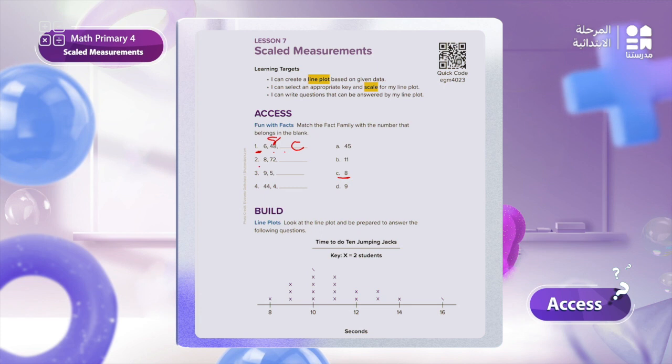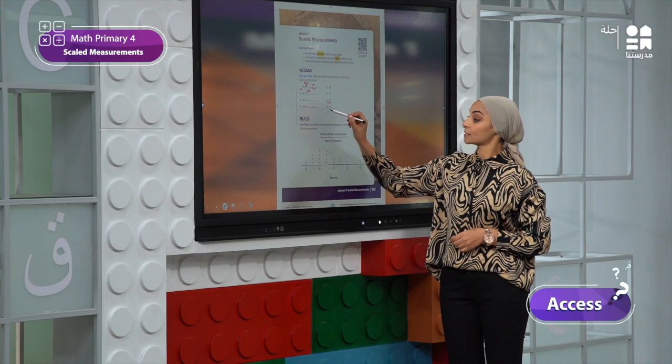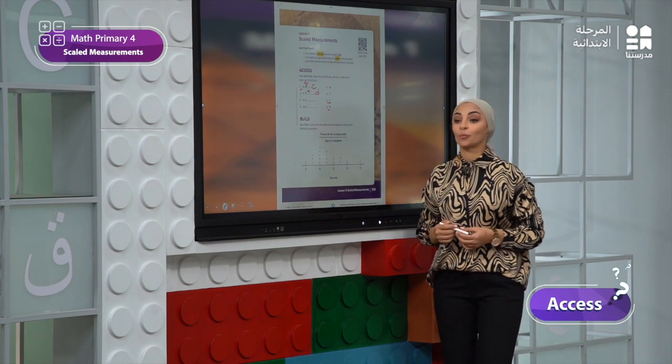In problem number 2, I have two numbers which are 8 and 72. What will I do? I will divide the biggest number, 72 divided by 8. Who can tell me what 72 divided by 8 gives me? Yes, it gives me 9. So which letter should I use? This is 9, so I will write here letter D. Let's move to problem number 3.